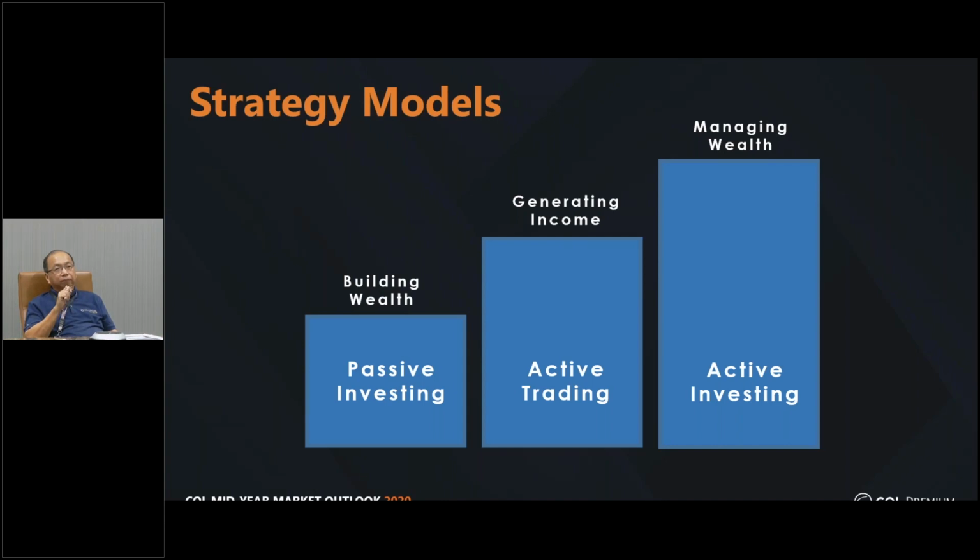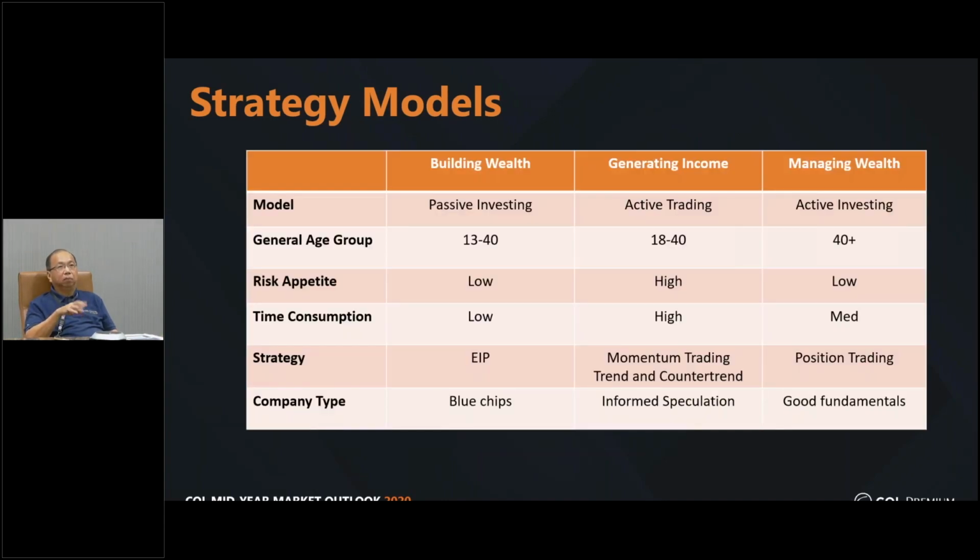Then look at this slide that we did. Building wealth, passive investing, age group: start early. When you're a teenager already, you can tell your parents basically to start investing for you. Risk appetite, almost nil. Time consumption, none. Strategy, easy investment program. Company type, it can be blue chips or a PSE index. So it's a no-brainer. Building wealth is the easiest.